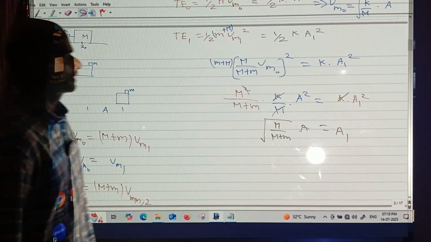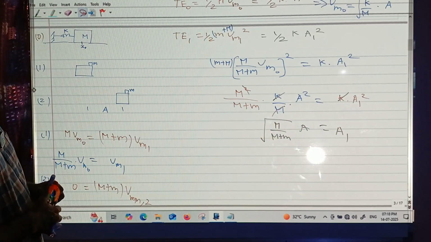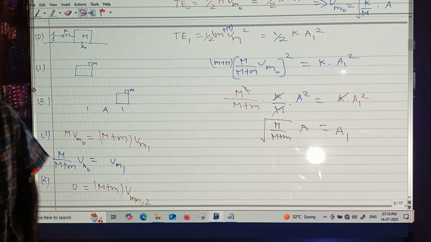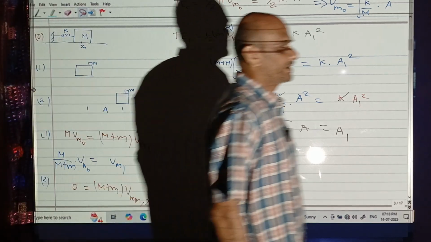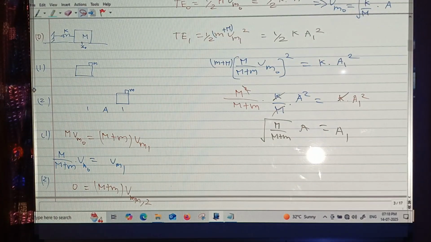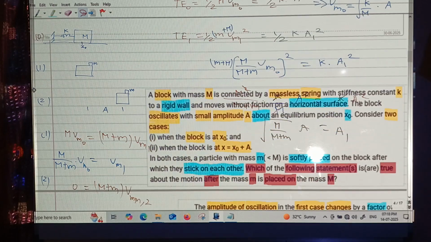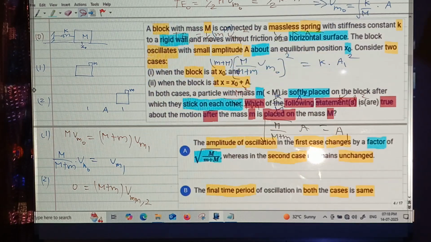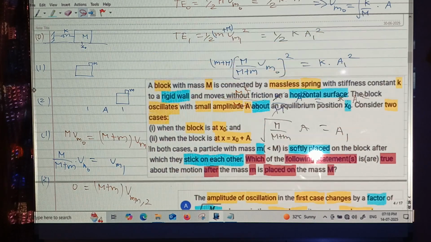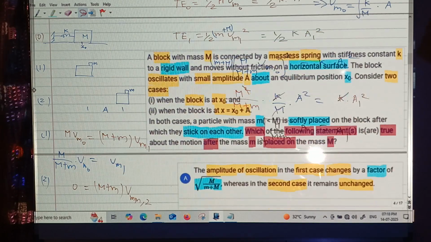It's a square, so I will take the square root. So the amplitude in the first case is changed, or decreased, by a factor of square root of M by M plus m. So the option, the amplitude in the first case is changed by a factor square root of M by M plus m, is true. The second case is unchanged.